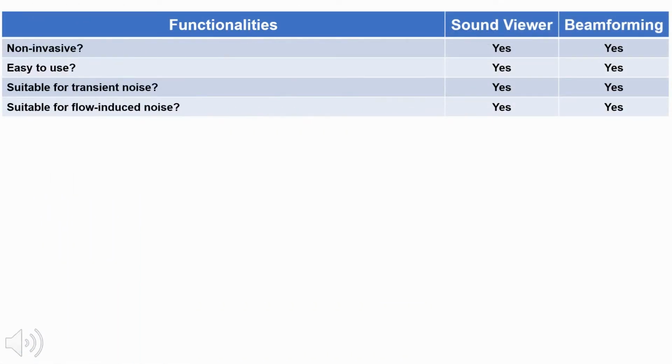For the second question, we will display comparisons of the functionalities of SoundViewer and beamforming. As you can see, both of them are non-invasive, easy to use, and suitable for transient and flow-induced noise sources. Other than that, there's no comparison between the two. Basically, SoundViewer provides a comprehensive and quantitative analysis, whereas beamforming offers limited and qualitative information of a sound source.